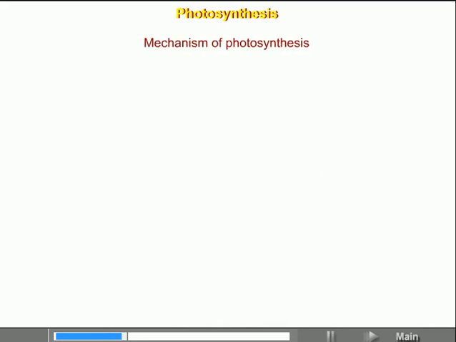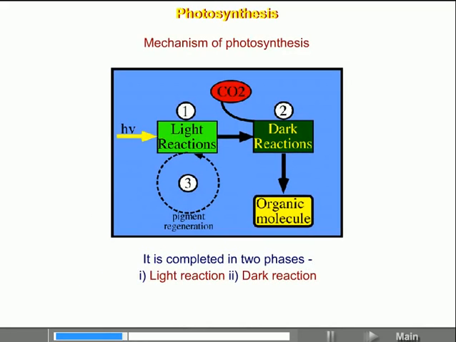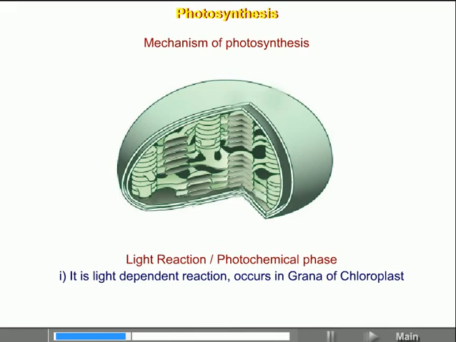Mechanism of photosynthesis. It is completed in two phases, light reaction and dark reaction. Light reaction or photochemical phase. It is a light-dependent reaction that occurs in grana of chloroplast.